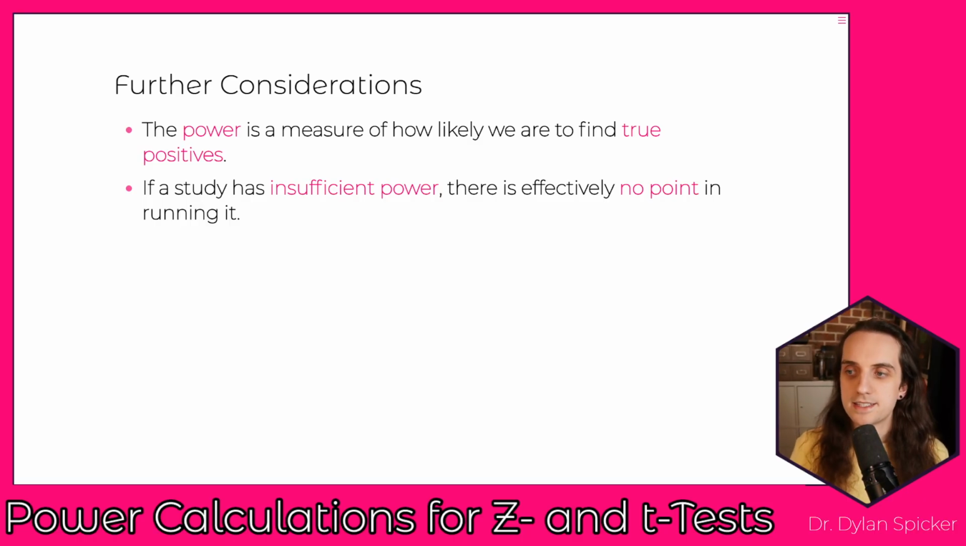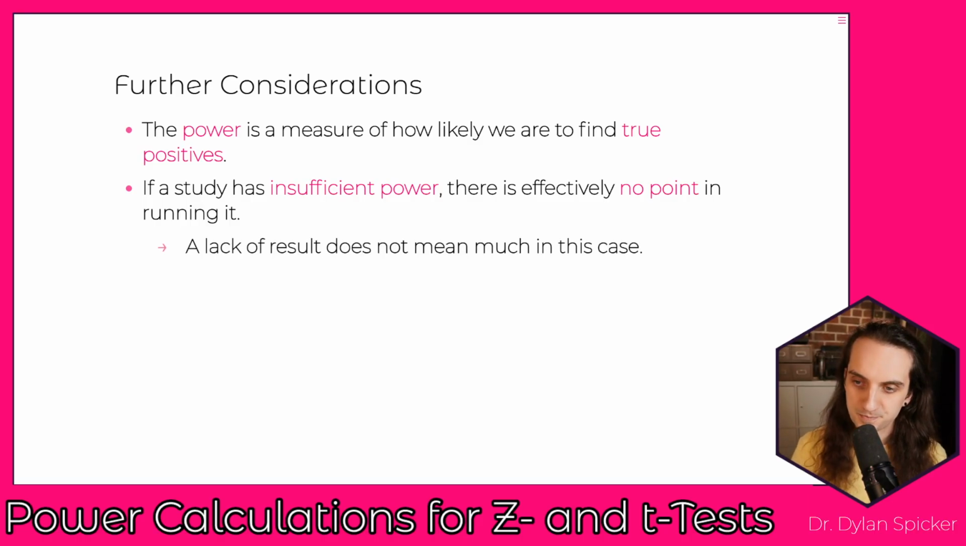So if a study has insufficient power, then there's effectively no point in running the study, right? Because if there's not enough probability that we're going to find a true positive, then why are we actually conducting the study? If you think about, well, there's only a 20% chance that we find a true positive in this study, then that's a very ineffective use of resources to go about running that study. So the power is going to be critical for running our study here.